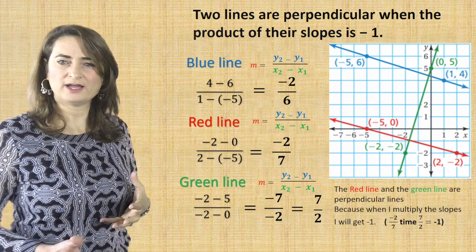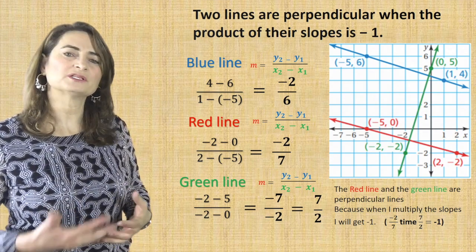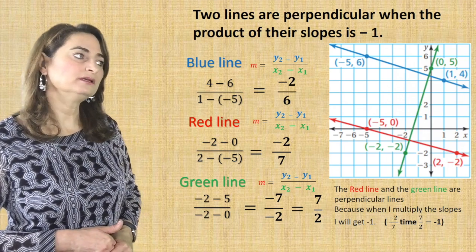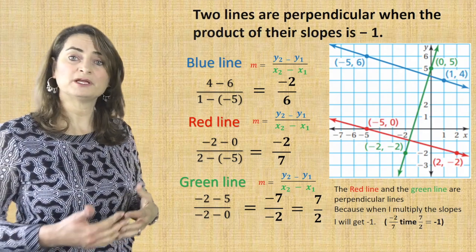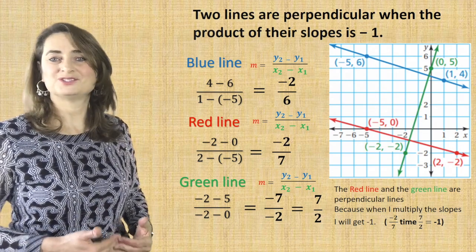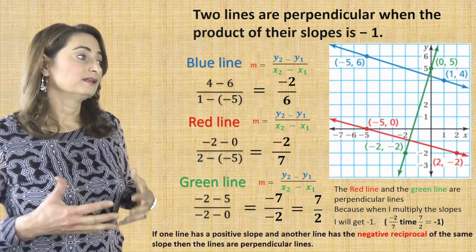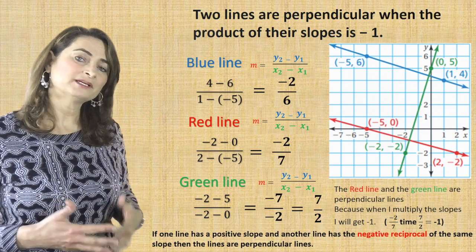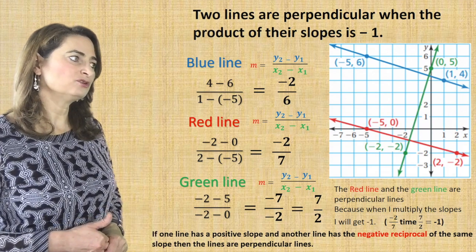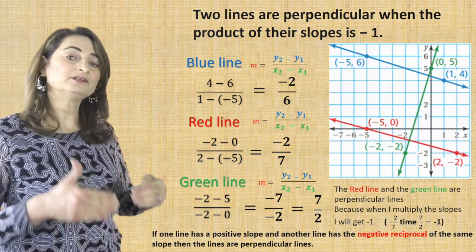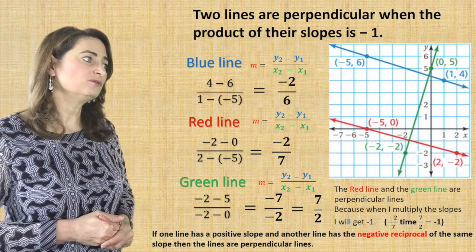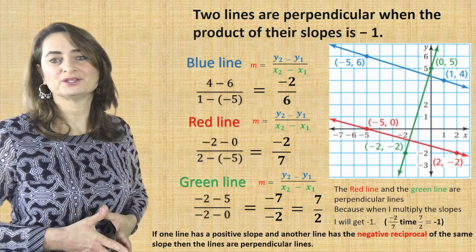So which two lines, if I multiply these slopes, give me -1? The red line and the green line are perpendicular lines because when I multiply -2 over 7 times 7 over 2, you get -1. This is probably a little bit complicated. Just to explain it easier, if one line has a positive slope and another line has the negative reciprocal, which means you flip the fraction, of the same slope, then the lines are perpendicular lines.